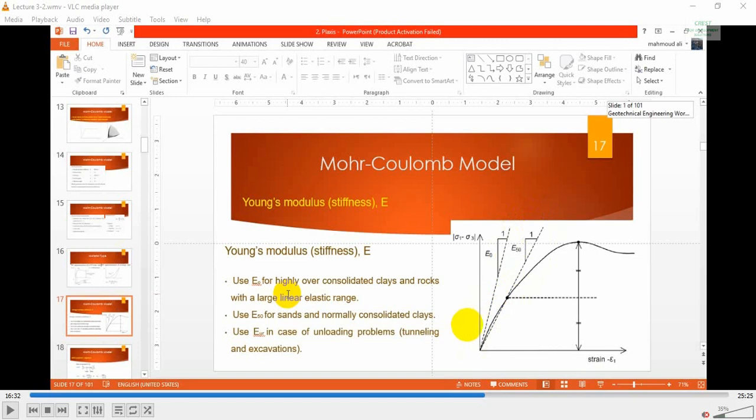So, for highly over-consolidated clay and rocks, or if the level of strains you are expecting is very small, you can use E0. However, for sand and normally consolidated clay, or when your level of strain is moderate, use the E50 shown here on the figure.